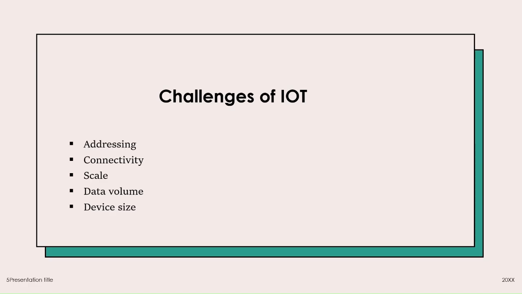We come to connectivity. IoT fully depends on internet connection. Poor networks cause data loss or delay. Scalability. As the number of devices grows, handling data and communication becomes harder. Data volume. IoT devices generate huge data which is difficult to store and process. Security. Protecting data from hackers and ensuring privacy is a major concern. Device size. Designing small, low power devices with good performance is a challenge.